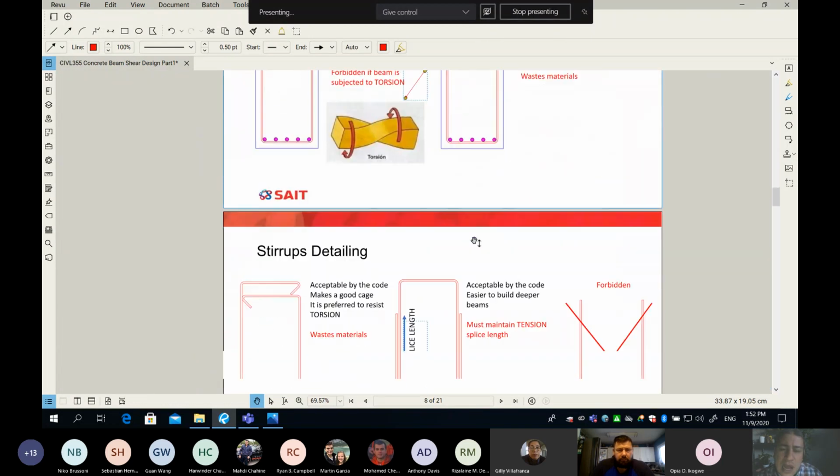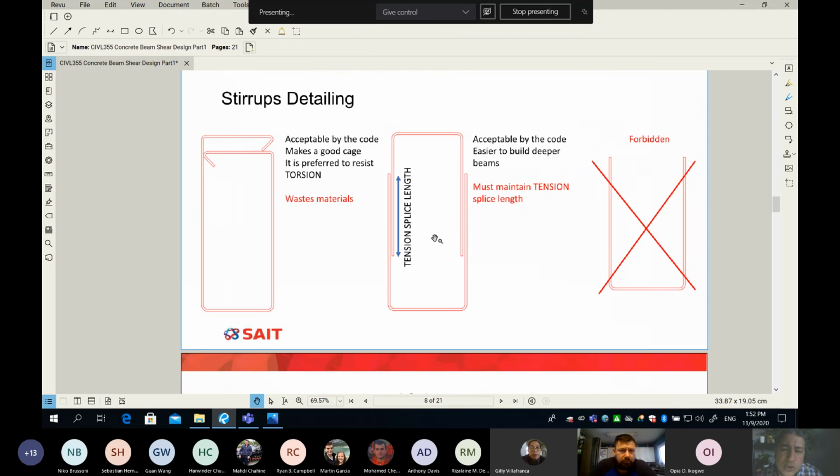Okay. Now, do we have other details? Yes, we do. I'm going to give you a few of them. So the one on the left, some designers will simply double the top. It provides more anchorage, and it works fantastic in torsion. And of course, we waste more material because you can see we're doubling those. We have this leg here and this leg here, so we're doubling material. Again, this is still acceptable by the code. It makes a good cage, and it's preferred in torsion, but it wastes some material.